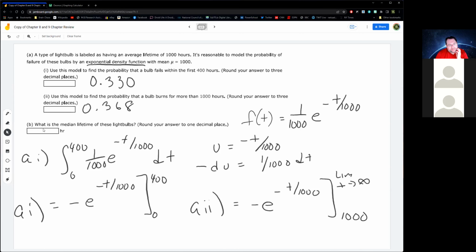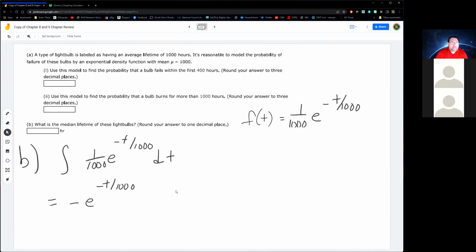The B part of this one says, what's the median lifetime of these bulbs? So median means what? What's right in the middle of my curve? Not 500 hours because I don't know. So median is going to be 50%. So 50% is going to be on one side, 50% is going to be on the other side. So the goal in this problem is to figure out where that happens to be.